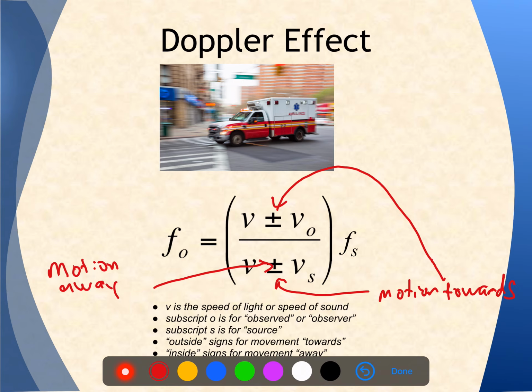Okay, what if at the same time that it's moving away from me, I'm now moving away from it? The sound waves can spread apart even further. So I want to decrease this numerator to make this frequency even lower. And so again, that corresponds to the inside sign here, the minus sign. And of course, you could mix and match. It could be that the ambulance is moving towards me, but I'm moving away from it. Or maybe it's moving away from me, but I'm moving towards it. Okay, so that's how you would choose your signs here.